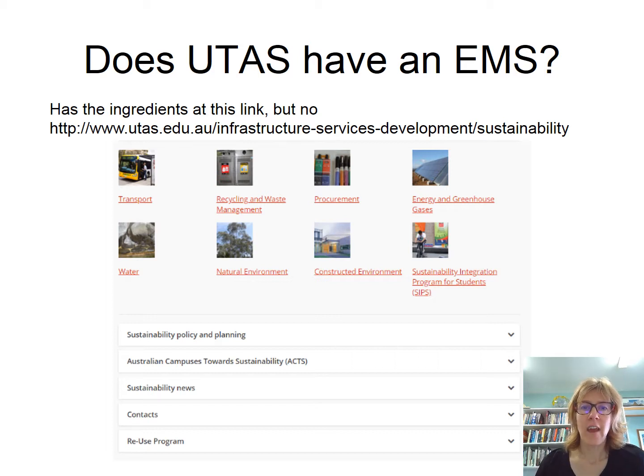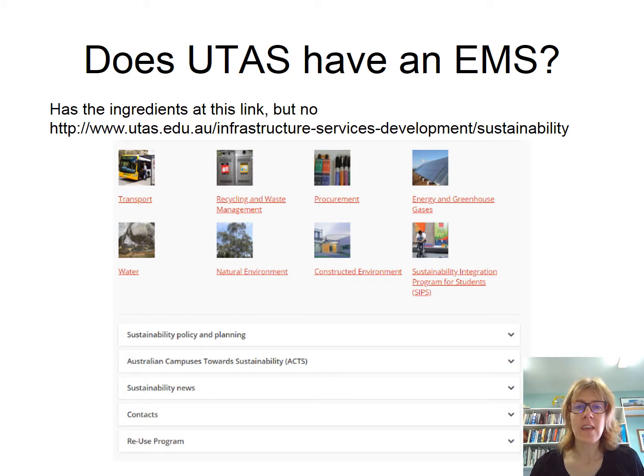Does UTAS have an environmental management system? They don't. We don't. But we do now have the ingredients, and this has changed in the time that I've been teaching this unit, 12 years. We now have most of the ingredients. So when we first started talking about EMS in this unit, there was no policy around environmental management, and we have that in place now in various parts of the university's core documents.